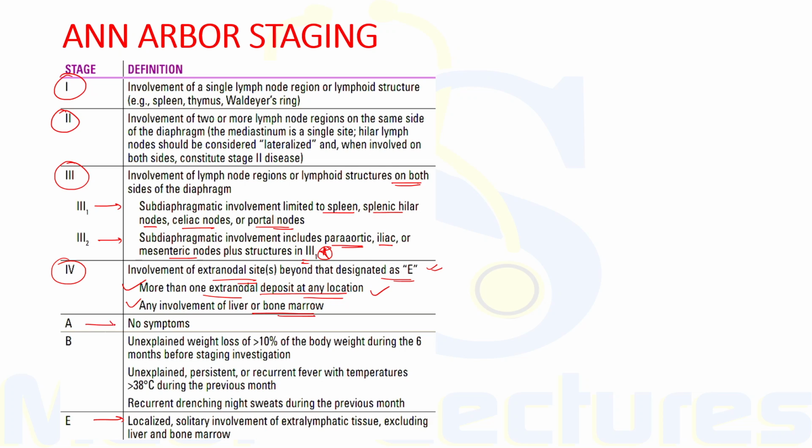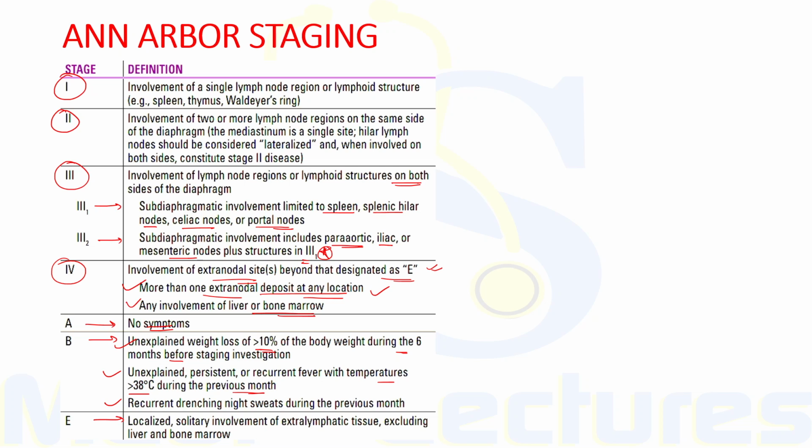Now A means no symptoms and B means presence of B symptoms. So we have already discussed that B symptoms include unexplained weight loss of more than 10% during the 6 months before staging, unexplained persistent or recurrent fever with temperatures more than 38 degrees centigrade during the previous month, and recurrent drenching night sweats during the previous month.